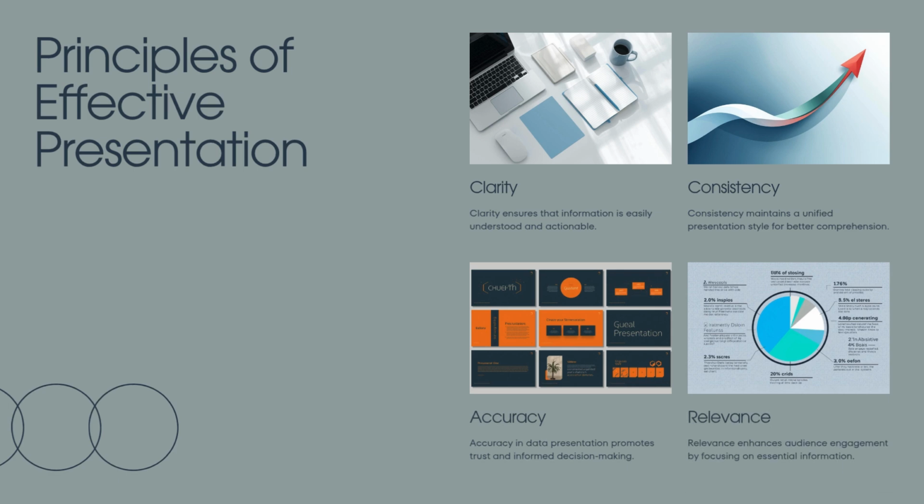Effective presentations follow 5 key principles. First is clarity, which makes it easy to read. Then is accuracy, which is to use correct data. Then there comes consistency, which keeps fonts and colors uniform. Then there is relevance, which includes only what matters. And the last is visual hierarchy, which highlights the most important information first.